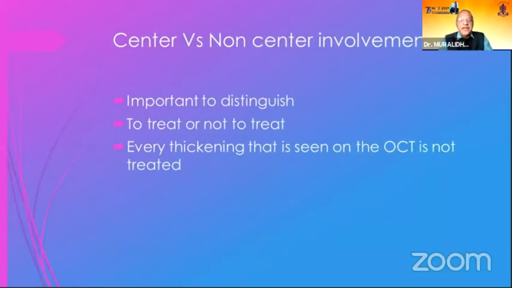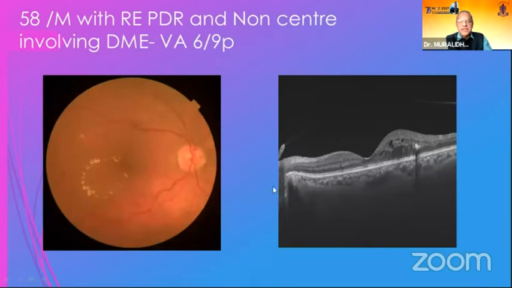Center versus non-center involvement has become an important point to distinguish now whether to treat or not to treat, because we do not need to treat every thickening that is seen on OCT. Like you see in this patient, this thickening is away from the macula on OCT. Though clinically you see a hard exudate ring, the patient's vision is 6/9, and this patient can be observed without offering any treatment in view of his good vision and non-center involving macular edema.